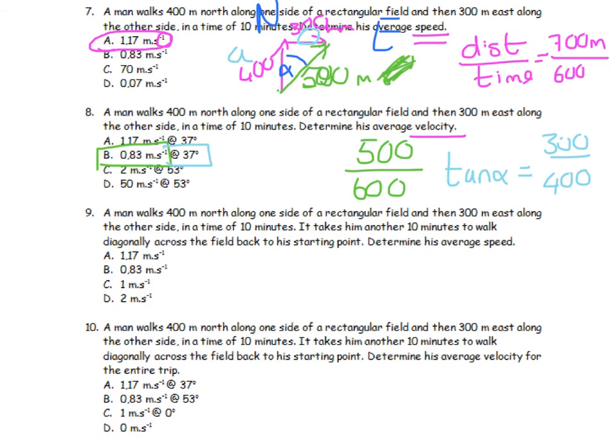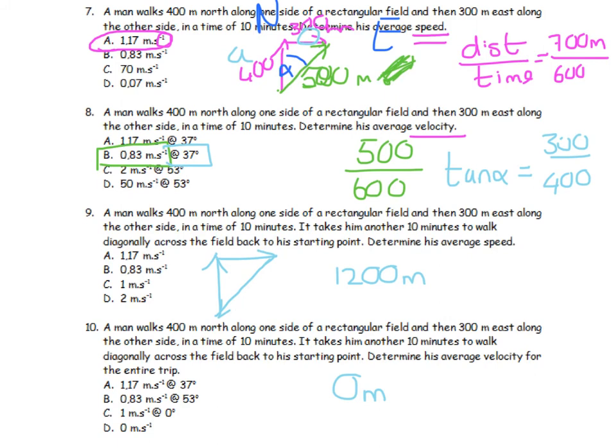Now we've got the same story, except that the man is now going to come back home. So he goes his 400 north, he goes his 300 east, and then obviously to get back home he does 500. So now his total journey is 1,200 meters distance. His total displacement, on the other hand, is 0 meters. He has made absolutely no forward progress whatsoever when he gets back home.